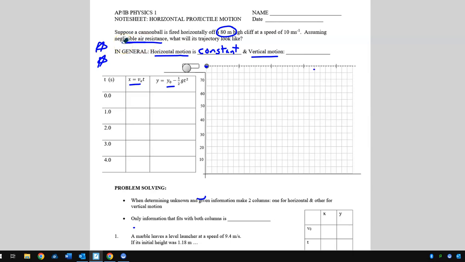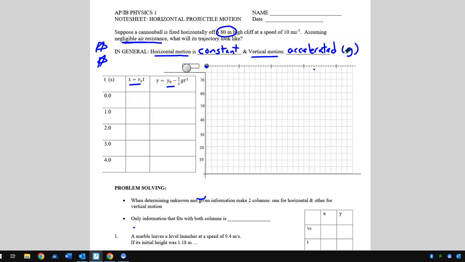If there was significant drag, this would not be true and the math would become calc-based level, which we're going to avoid. Vertically, well, we're under the influence of gravity as soon as it leaves the barrel, and so we've learned already that that's accelerated motion. And in fact, it's not just any acceleration, it's going to accelerate at a rate of g in the vertical direction, not the horizontal. Horizontal is constant.